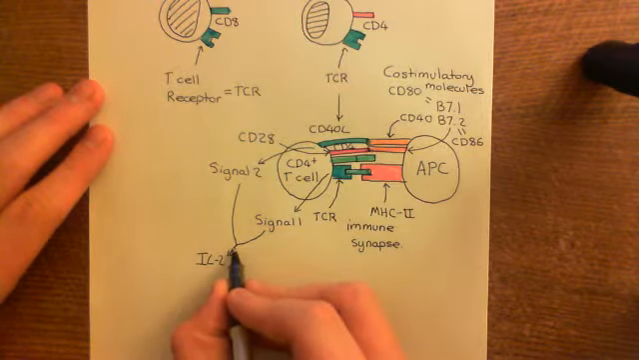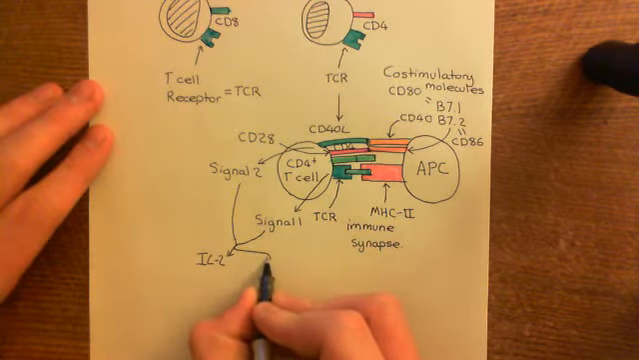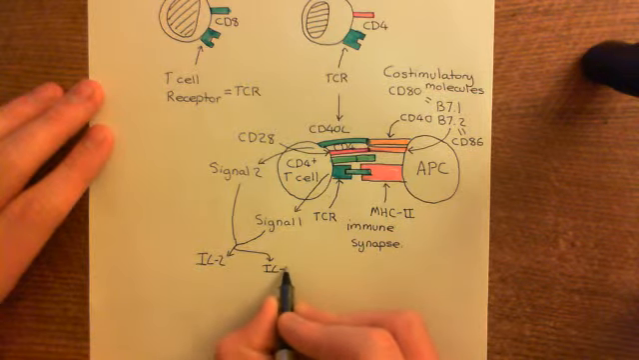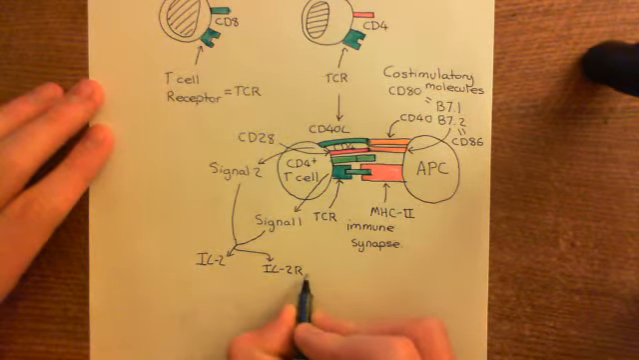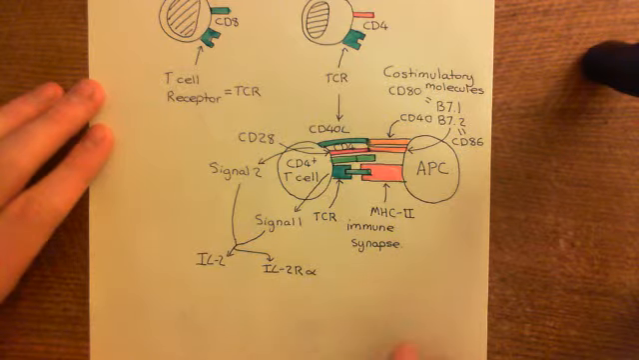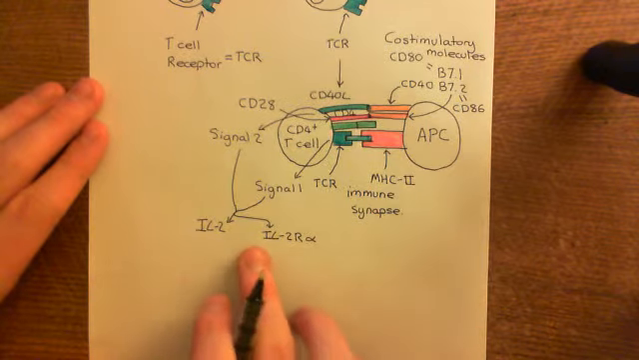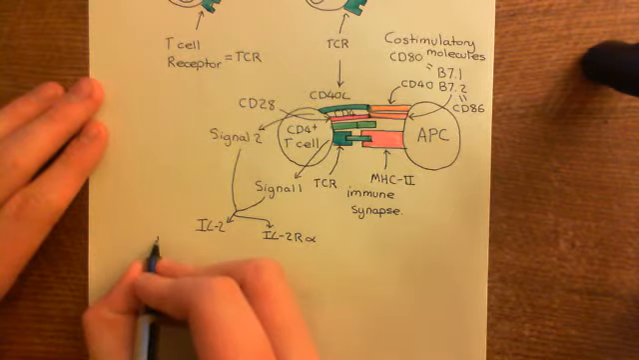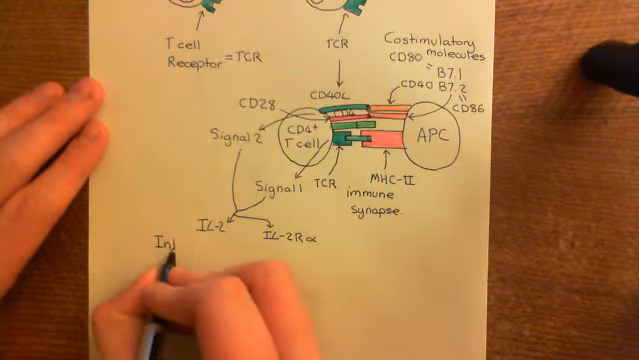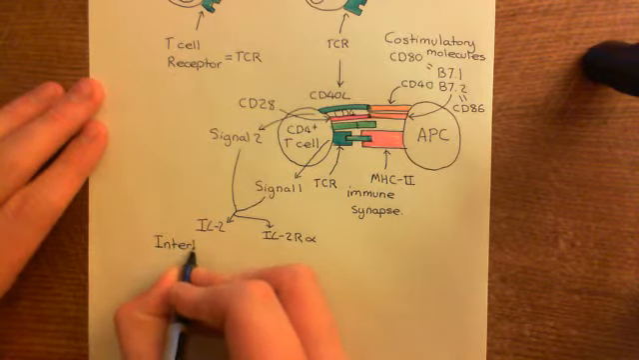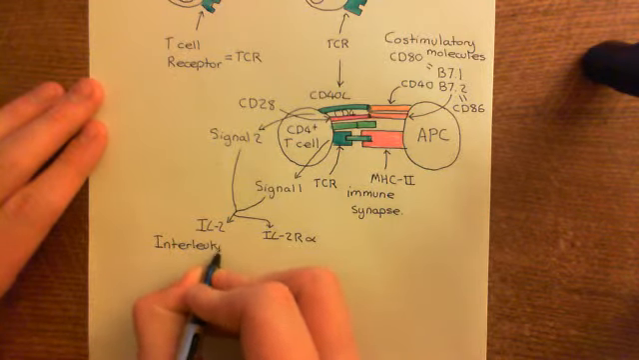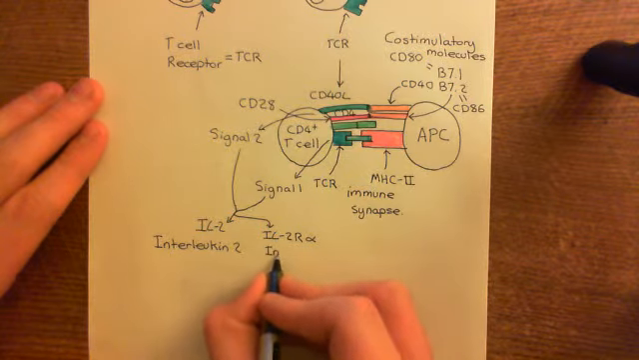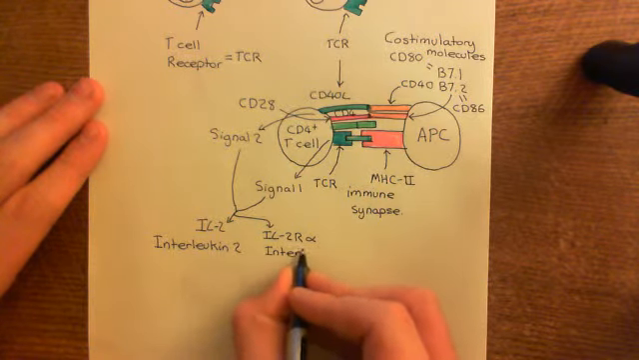So what it also does is it synthesizes the final piece of the interleukin 2 receptor. So it starts producing also the interleukin 2 receptor alpha piece. So this stands for interleukin 2 receptor alpha piece. So let me just write this out. So IL-2 stands for interleukin 2. Okay, and this is the interleukin 2 receptor alpha.